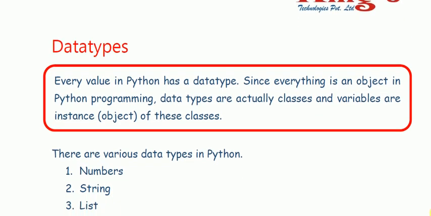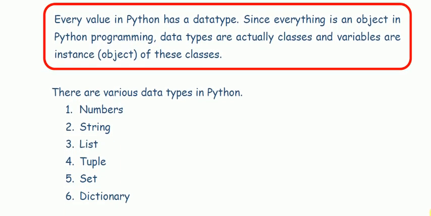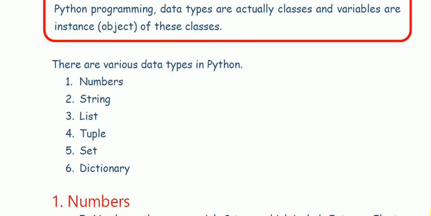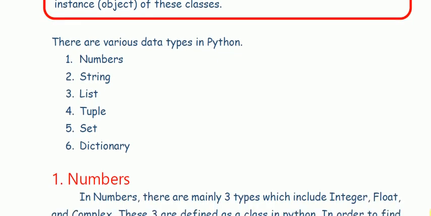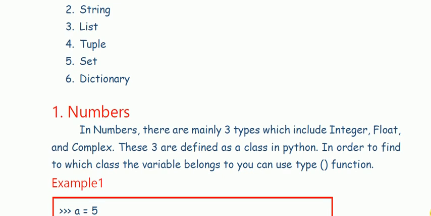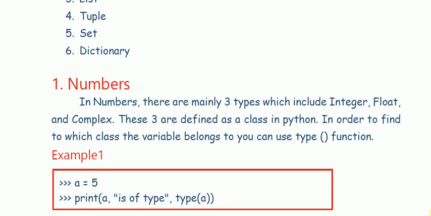There are various data types in Python: numbers, strings, list, tuple, set, dictionaries. First we will see the numbers. There are mainly three types, which include the integer, float and complex numbers. These three are defined as classes in Python.